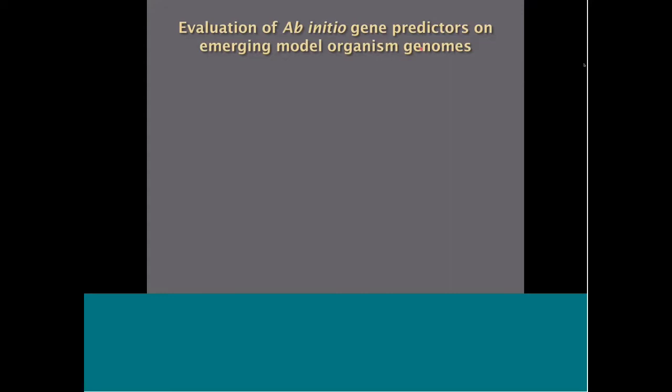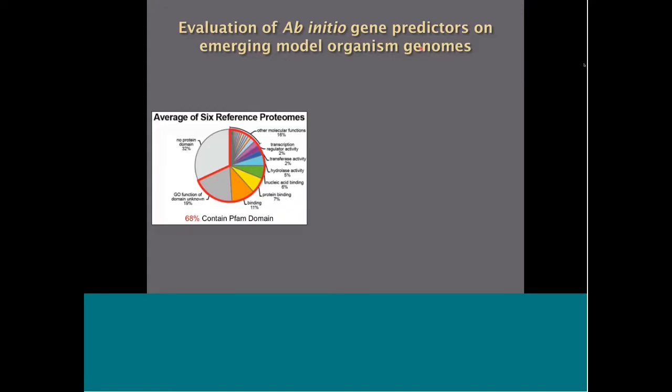They have almost no pre-existing models. Instead, I can use other metrics, for example, protein domain content as a proxy for annotation quality, with the assumption being that models containing a known protein domain are more likely to be true genes, or at least more correct than models not containing a domain. So, to identify the expected enrichment of protein domains for a newly sequenced organism, I calculated the average domain content of 6 well-annotated reference proteomes using InterProScan. So as you can see, 68% of these combined reference proteomes have at least one protein domain in the genes.